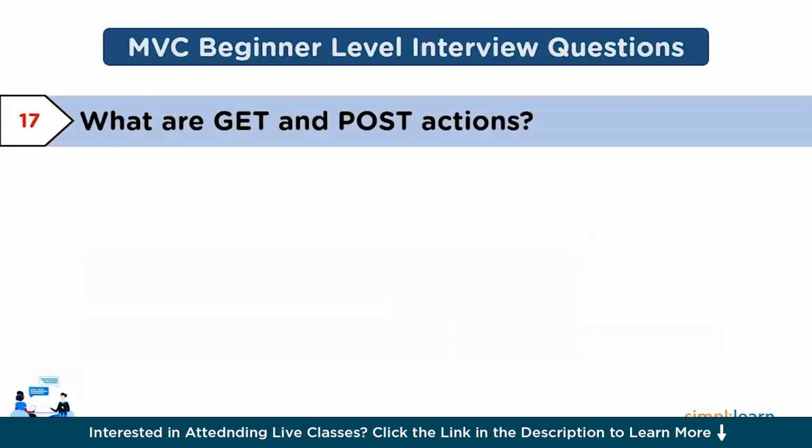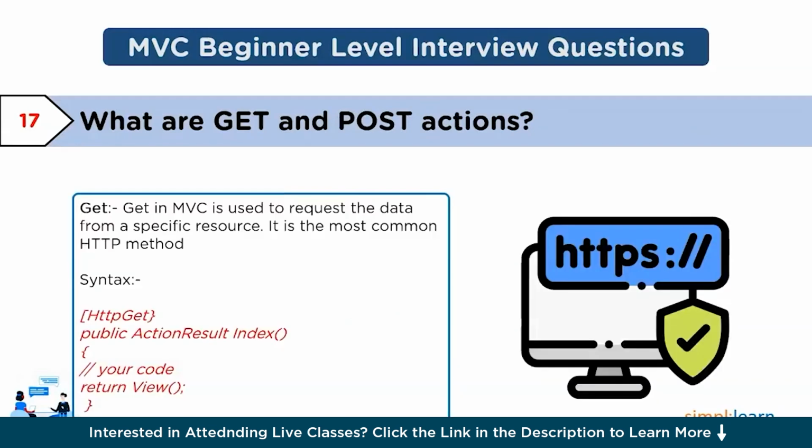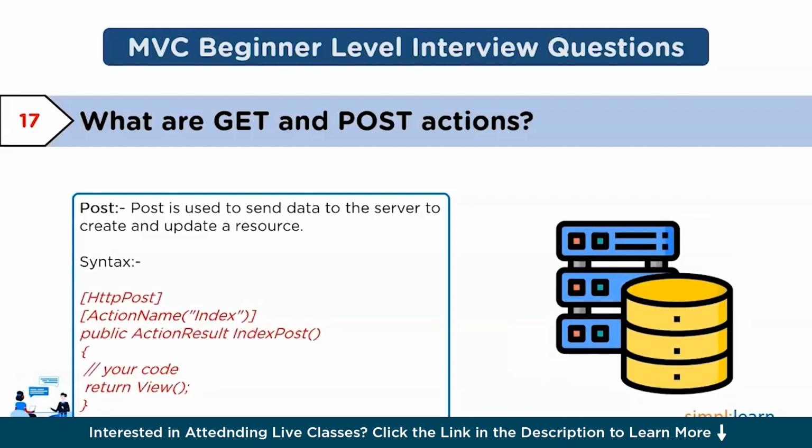What are get and post actions? Get in MVC is used to request the data from a specific resource. It is the most common HTTP method. Below is the syntax of get action. Post is used to send data to the server to create and update a resource. Below is the syntax of post action.